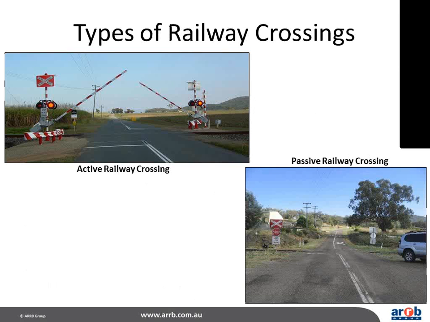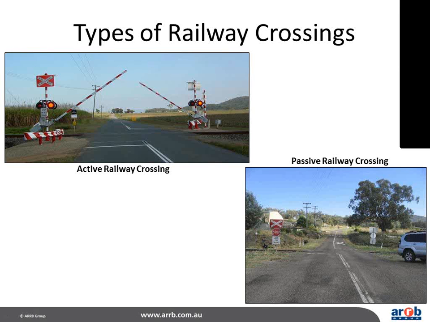Before we get into the core element of the webinar, I'd just like to quickly go through the two main types of railway crossings. The two main types in Australia are active and passive. An active railway crossing, as you can see from the photo, has physical controls like boom gates and lights to warn approaching motorists that a train is arriving. When a train approaches, it triggers the boom gates and the lights, so a driver knows. But on a passive crossing, if you look at this photo, there are no warning devices.